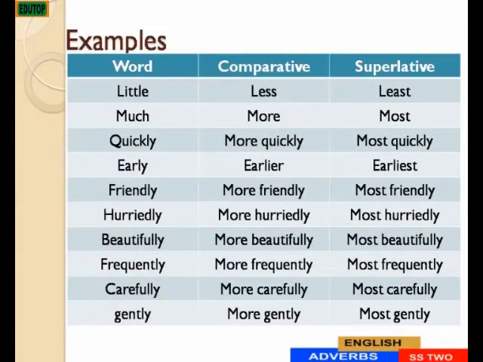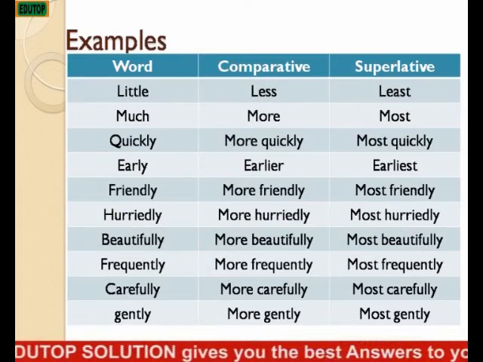Now let's check out the examples we have. We have the three columns. The first one contains the base words, and then the second column contains comparative forms. The third one contains the superlative forms of the base words.